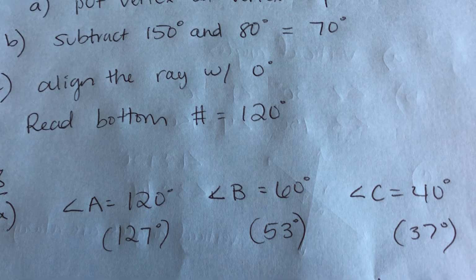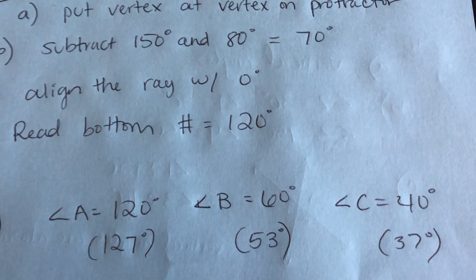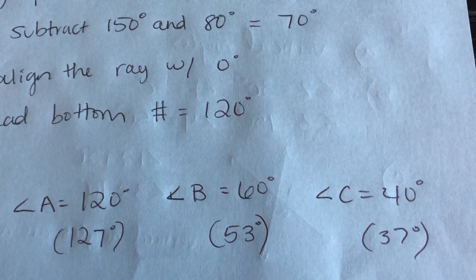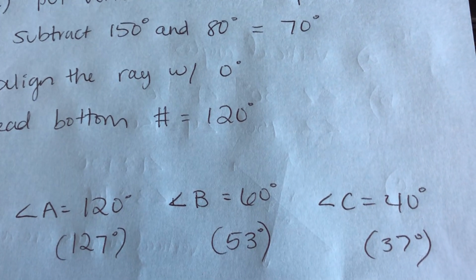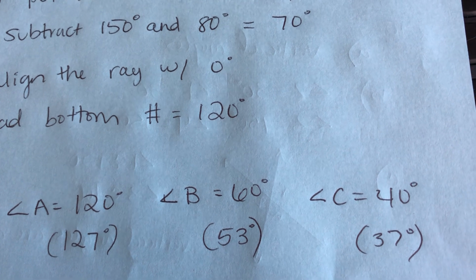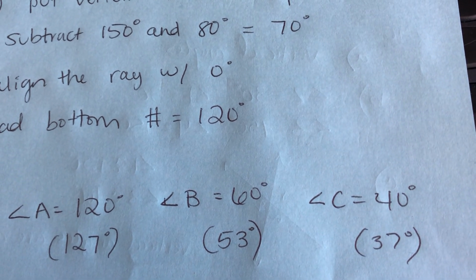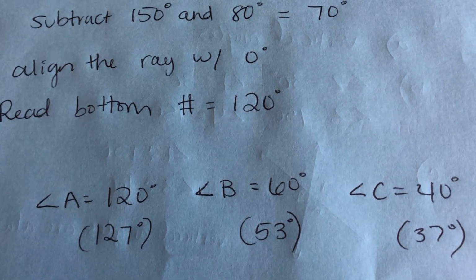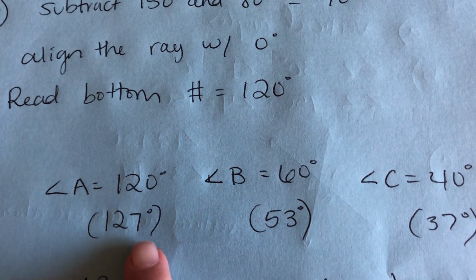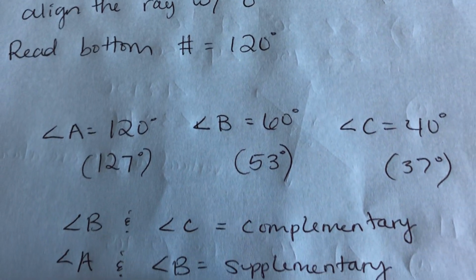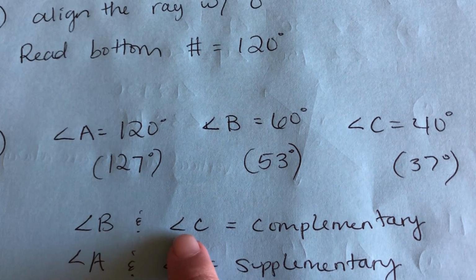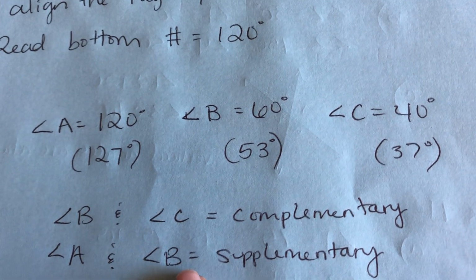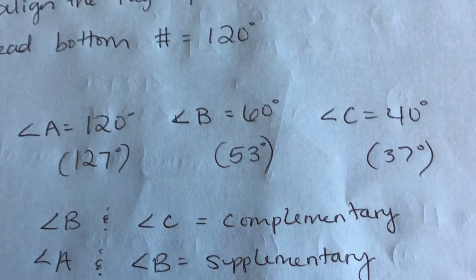So complementary are two of them that will add up to 90. So which one, 127, 53, and 37, which two will add up to 90? Kind of obvious. Looks like 53 and 37 are going to be our complementary angles. And then our supplementary angles that add up to 180 are going to be the 127 and the 53. Yep. So angle B and angle C, complementary. Angle A and angle B, supplementary.